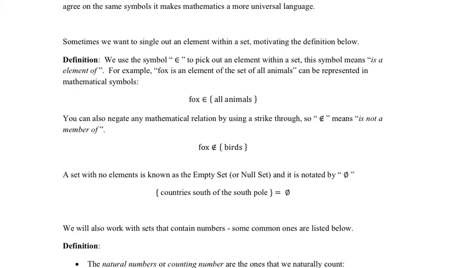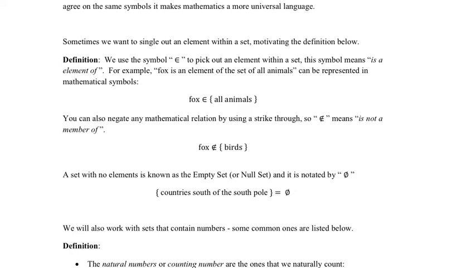So you can also negate any mathematical relation. So this symbol here is a relation because it relates an element to a set. It relates what's on the left to what's on the right. And you can negate things by putting a little strike through, meaning that fox is not an element of birds.